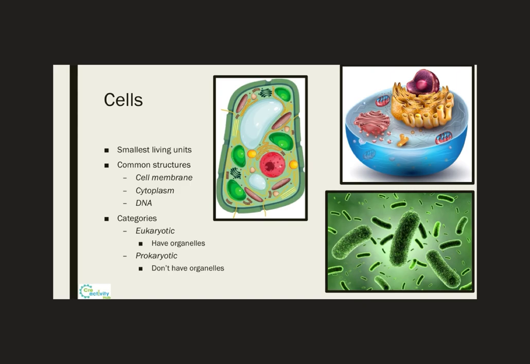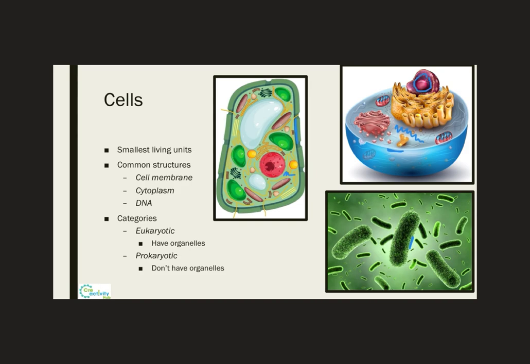All cells have three things in common, no matter what type of cell they are. So all cells have a membrane, which separates the inside of the cell from its environment. They will have a cytoplasm, which is this jelly-like fluid inside of the cell. And they will have DNA, which is the cell's genetic material.